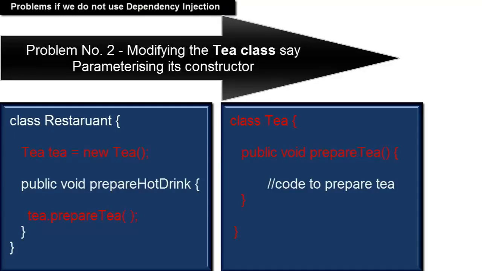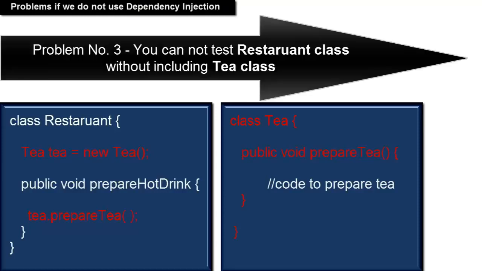Similarly, if you are just modifying Tea class in the project and nothing else, you may need to modify the restaurant class as well. For example, if you are going to parameterize the constructor of the Tea class, you will surely need to modify the restaurant class.